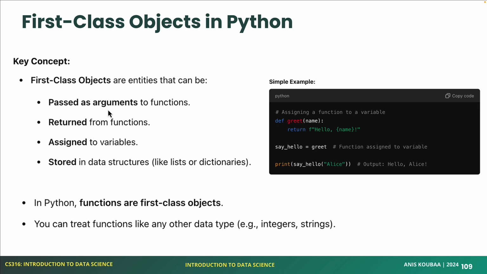I can pass an int as an argument. I can return an int as a value of a function, right? I can assign an int to a variable. I can store an int in a data structure. I can make a list of ints. I can make a list of float or double numbers. So all of these are considered first-class objects.